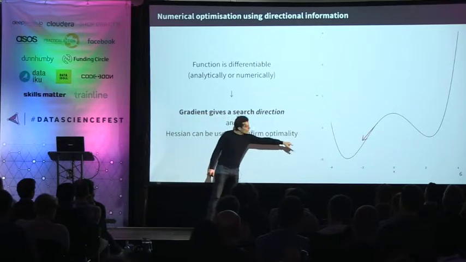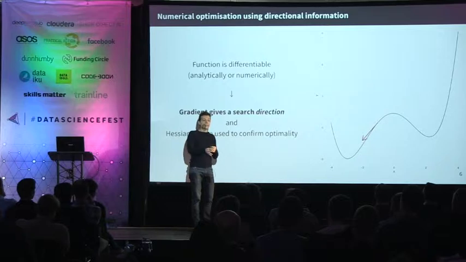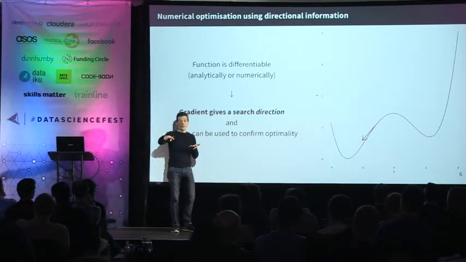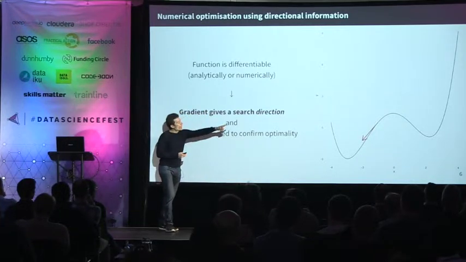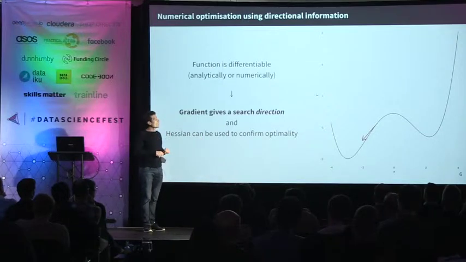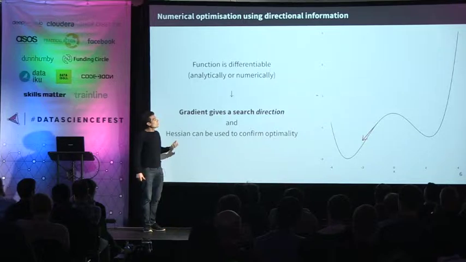So you end up in that valley down there. You stop there because your gradient doesn't change. The gradient is 0 at the optimum. That arrow becomes a flat line, effectively. And then you can confirm that's indeed an optimum point or not.